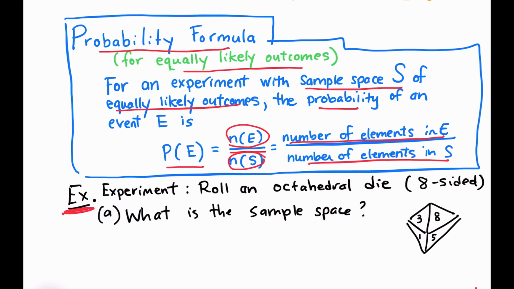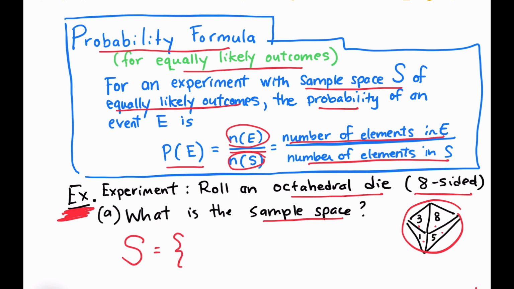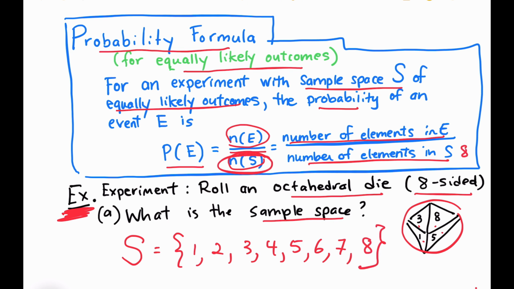So let's do a quick example. Let's suppose I have an experiment. The experiment is that I roll an octahedral die. So that's an 8-sided die, meaning that the numbers 1 through 8 are on the 8 faces of the die. The first question is, what is the sample space? So recall that the sample space is the set of all possible outcomes. So if I roll the 8-sided die, the sample space S is just 1, 2, 3, 4, 5, 6, 7, and 8. So that means this number here is just going to be 8, right?